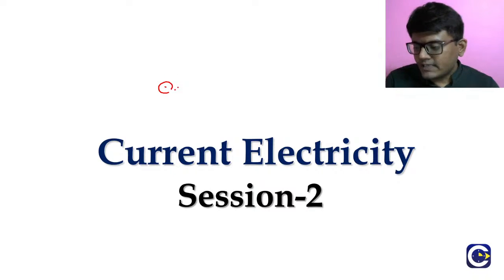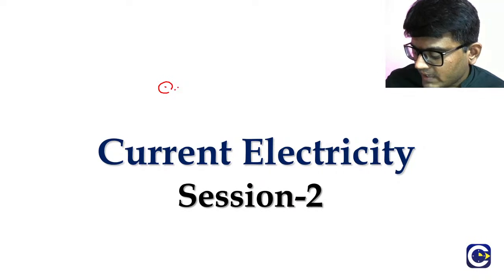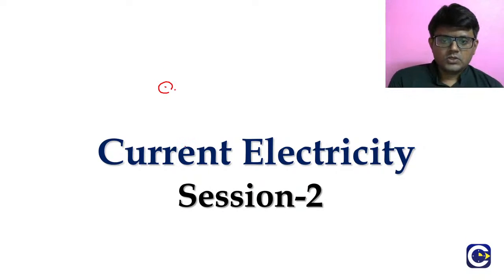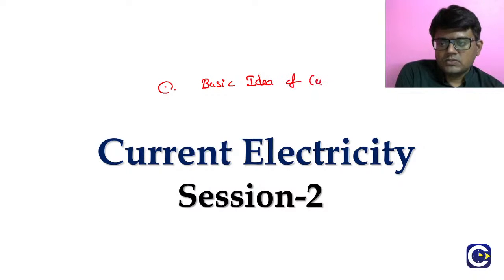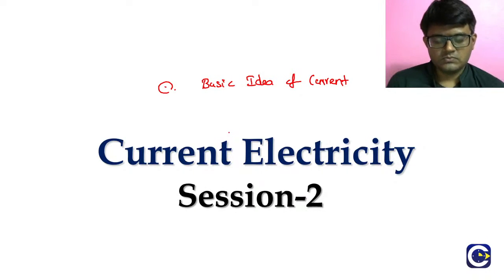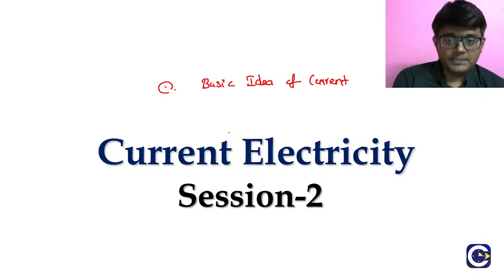So we are in session 2 of the current electricity chapter. Already in session 1 we talked about the basic idea of current: what is current, and how do we measure it? We covered that in the first session. What is a steady state current? What is a variable current? What is the relation between the current and the charge? All these things we have covered.